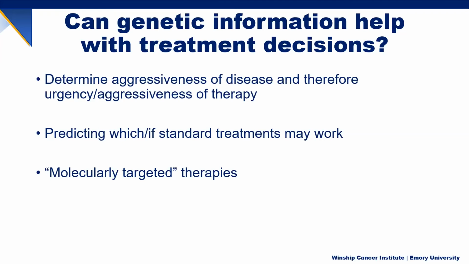We'll kind of highlight now how we can use this genetic information to help us. And there's kind of three places that I think it's more important to try and use this data. One is, again, trying to predict the aggressiveness of these diseases. And really that helps us know how aggressive and urgent we need to be with our treatment. Number two is, can we predict which therapy, if we have multiple options, or if we don't have many options, if a standard treatment is likely to work? And then lastly is, do we have treatments that target specific DNA changes within an individual patient?